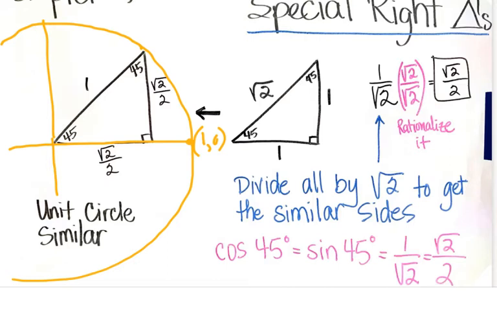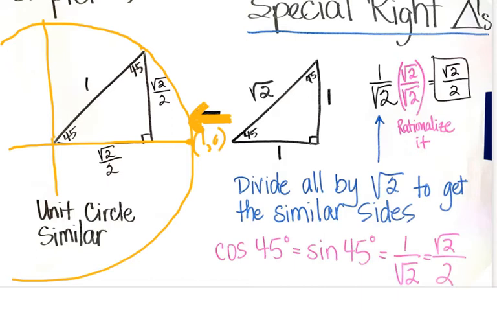we can use similar triangles to label the same exact triangle because it's in the same proportions, where I take the root 2 and I divide it into all these sides. Hopefully you can see that that is the same. So it starts out with my special right triangle, and then it goes to my unit triangle. And you can see the work I did. This means that if you divide all sides by root 2, you get the similar sides.